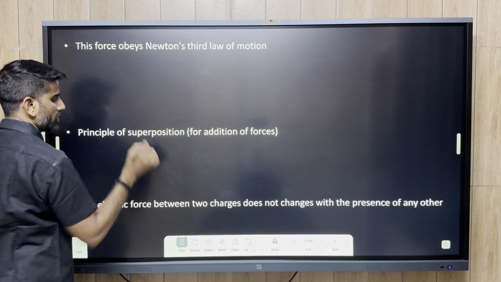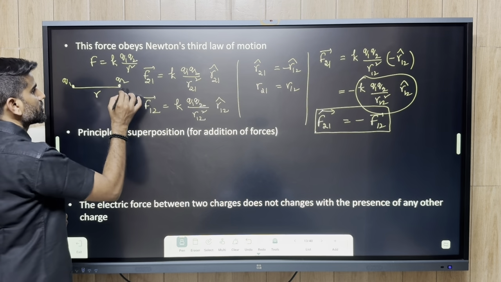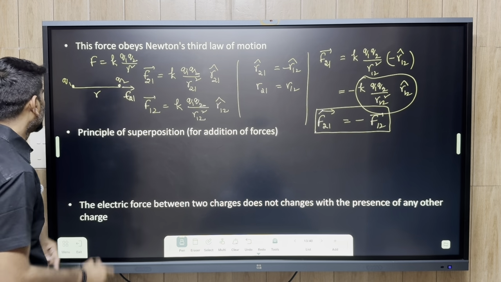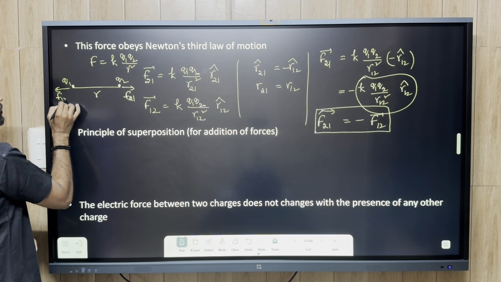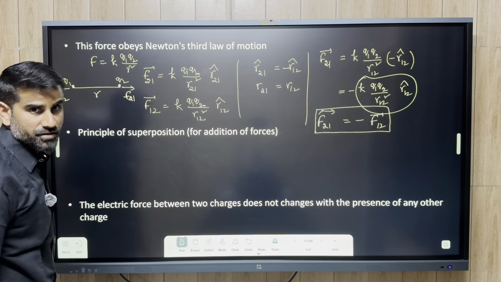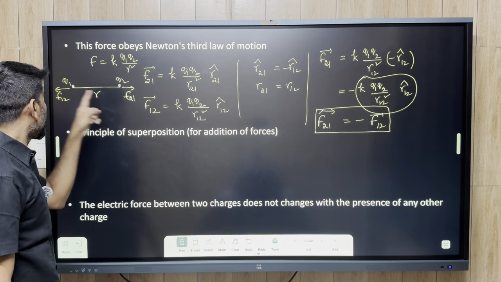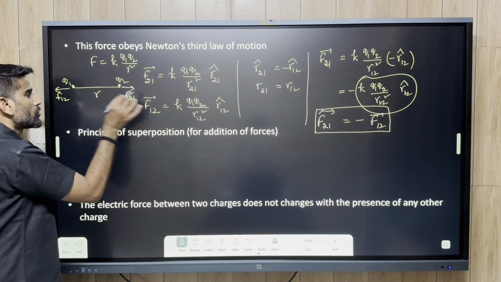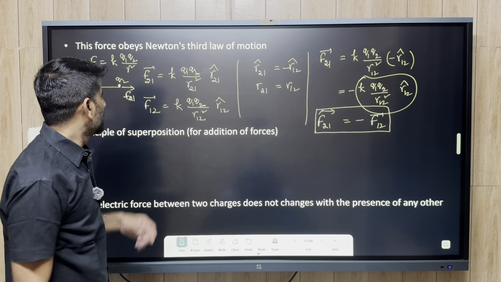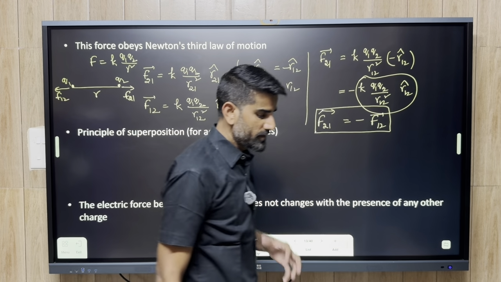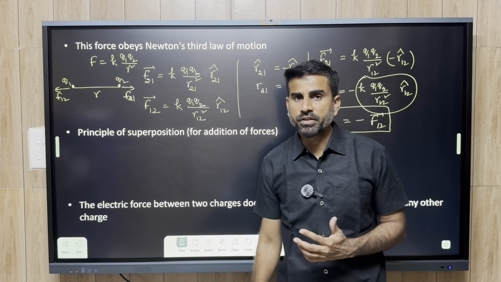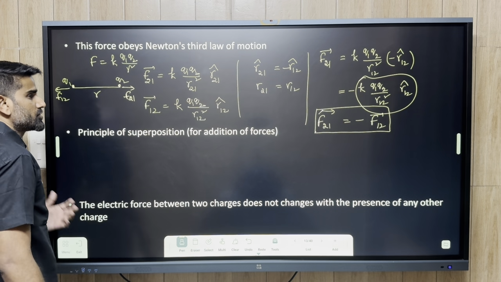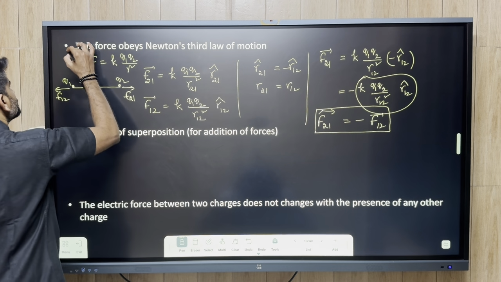I'm representing F21, the force on 2 pushing away, and the force on 1. Both are acting in opposite directions and both forces are acting on two different objects, right? And both force magnitudes are the same. That means this electric force obeys Newton's third law. I hope I have explained it very clearly. If you still have any doubt, you can comment below.